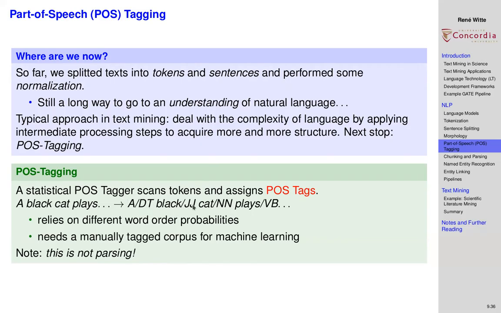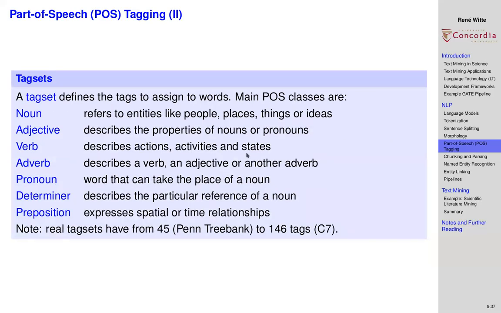So where do these funny abbreviations come from? They come from a so-called tag set. The tag set defines how many different tags you use for processing a document. Typically for a language like English, they fall into these main classes: nouns, adjectives, verbs, adverbs, pronouns, determiners, prepositions. And then in there you have additional subclasses, like proper nouns, singular nouns, and so on.